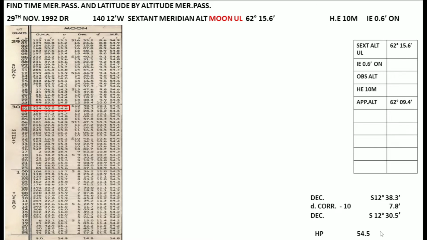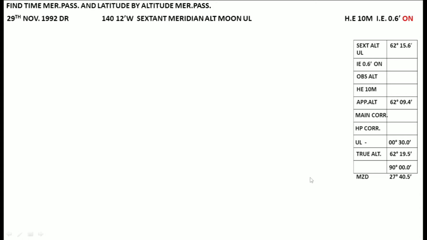Then we get down to calculating our true altitude, using index error and height of eye to get apparent altitude. For the moon, we have two different corrections, main correction and HP correction. If it is the upper limb, we subtract 30 minutes and we get a true altitude. 90 degrees minus that gives the zenith distance, and when we are solving these questions on meridian passage, we refer to it as meridian zenith distance. Everywhere else it will be just plain zenith distance. So I got my zenith distance.